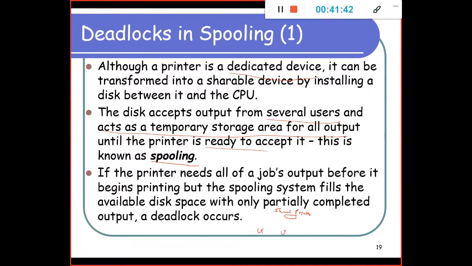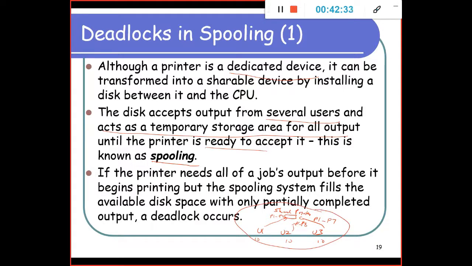So user 1, user 2, and user 3 send pages by pages. User 1 has maybe 10 pages, but maybe the printer only receives page 1 until page 4. User 2 maybe page 1 until page 8, and user 3 maybe page 1 until page 7. The printer needs all job output before it begins printing, but the spooling system fills the available disk space with only partially completed output. The deadlock occurs. User 1 cannot print because only 4 pages were submitted to the shared printer. User 2 only until page 8, and user 3 until page 7. So this is the deadlock situation.